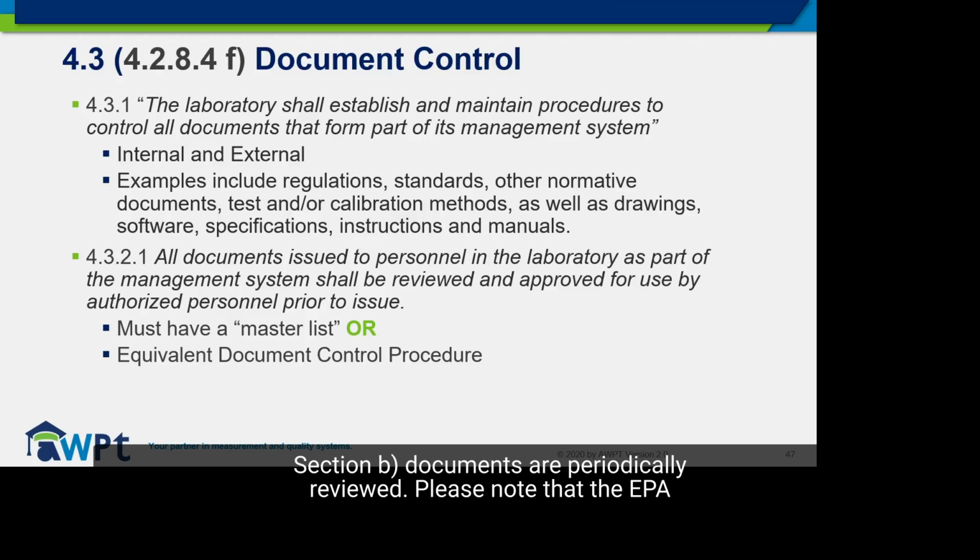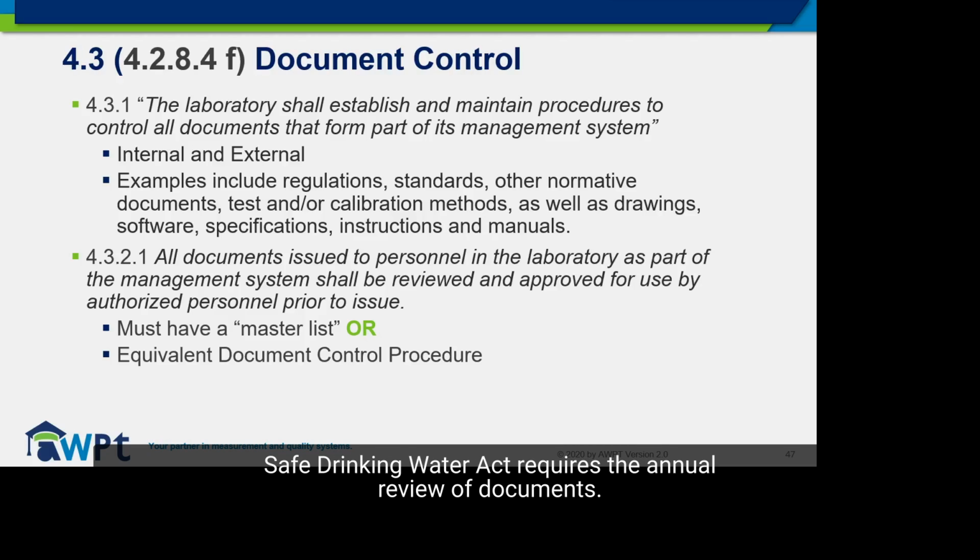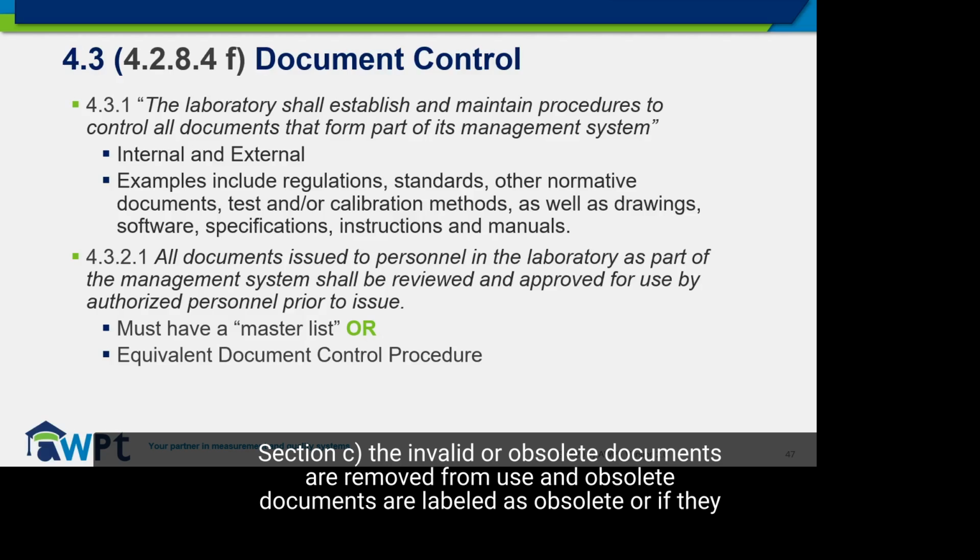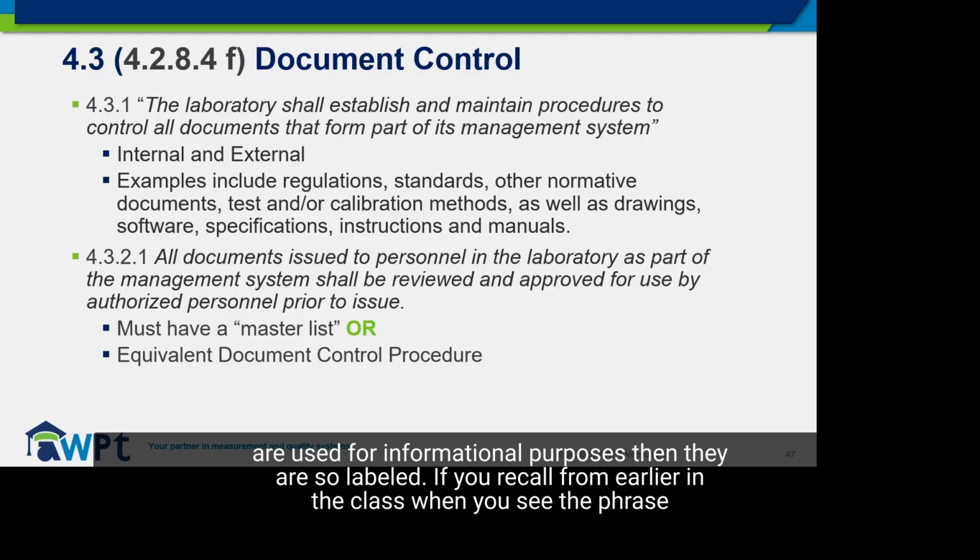Section B, documents are periodically reviewed. Please note that the EPA Safe Drinking Water Act requires the annual review of documents. Section C, that invalid or obsolete documents are removed from use. And D, obsolete documents are labeled as obsolete, or if they are used for informational purposes, then they are so labeled.